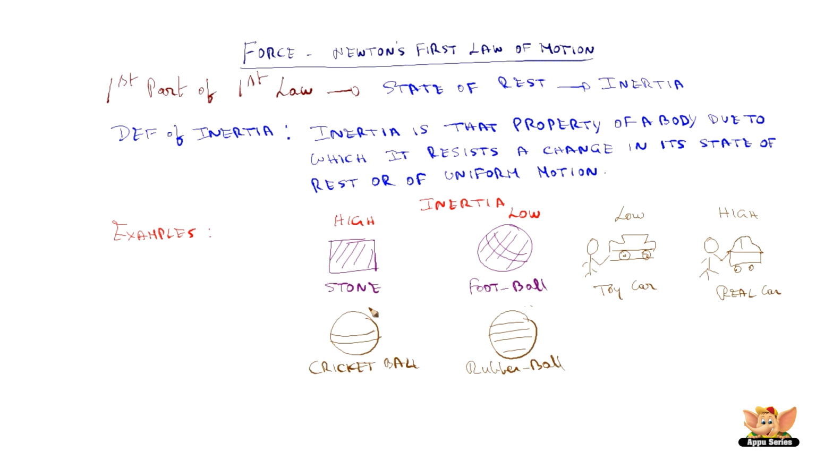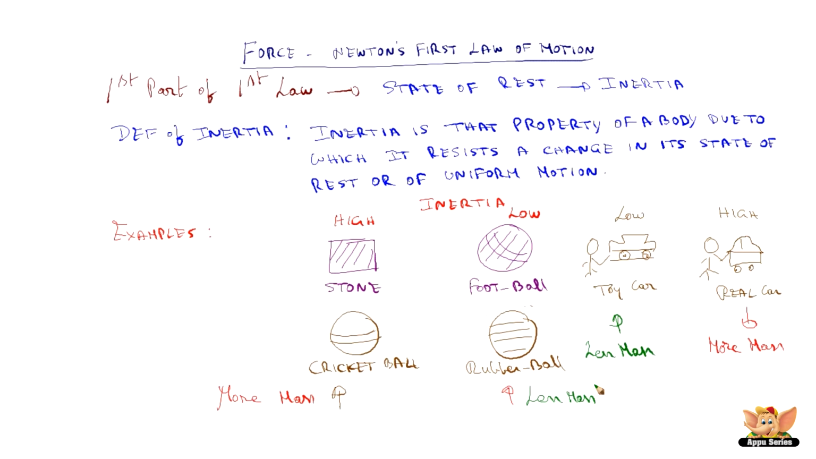Another thing we understand from this is that in the case of the stone, cricket ball, and real car, there is more mass. Even the real car has higher mass. The mass of the object is higher. Whereas in the case of the football, rubber ball, and toy car, in comparison to the other objects, they have less mass.